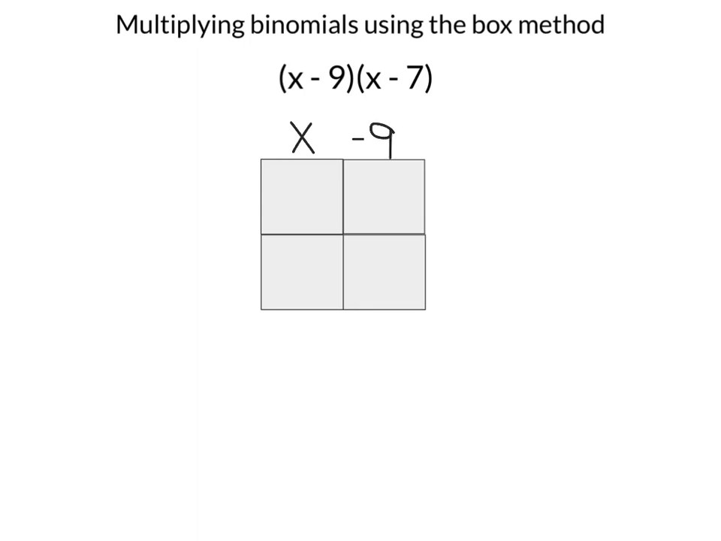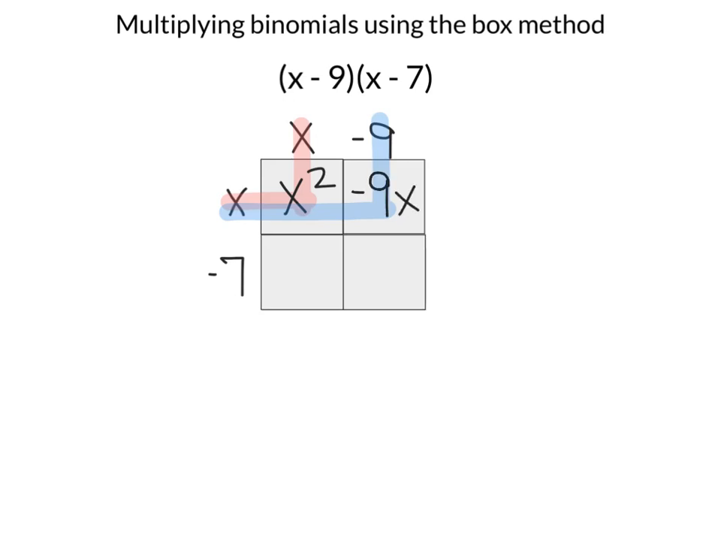And then I'm going to take my second set of parentheses, my x minus 7, and I'm going to do that on the left by the rows. So, in order to use this box method, I want to multiply each row and each column together. So I'm going to start in the top left corner. So in that top left box, if I multiply the x times the x, I get x squared. So then I'm going to go over to the right. And on that right side, I'm going to be multiplying negative 9 times x, which is negative 9x.